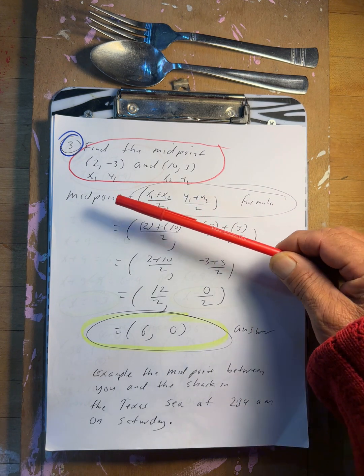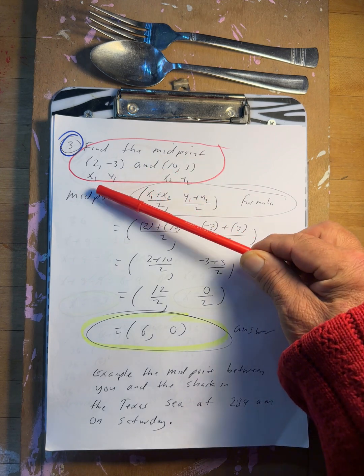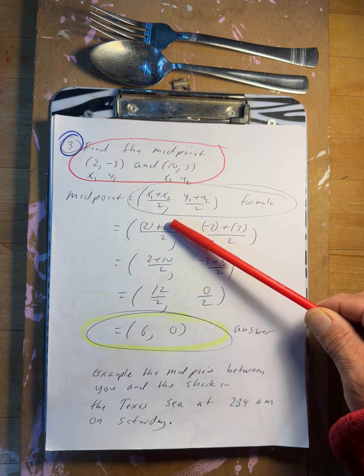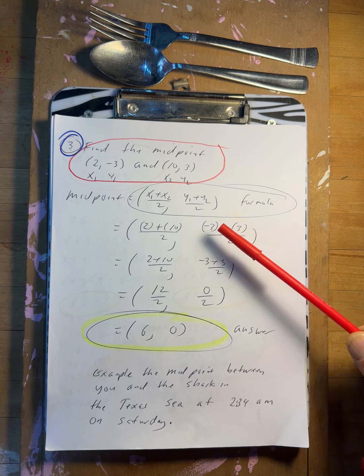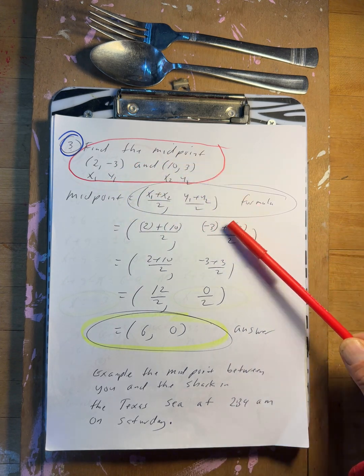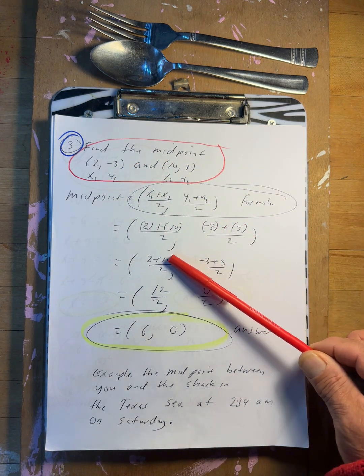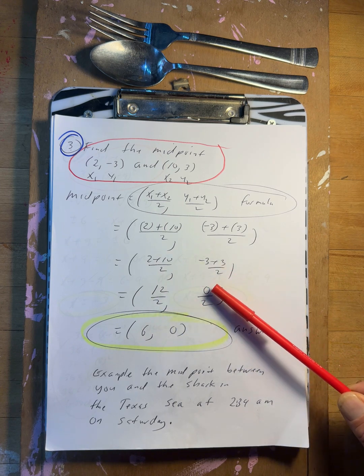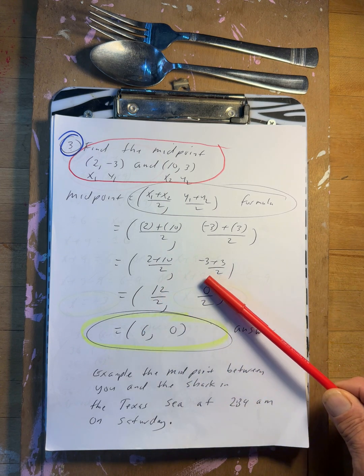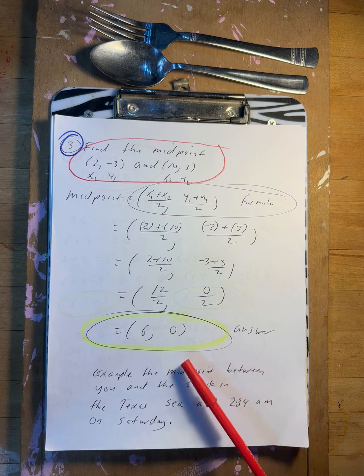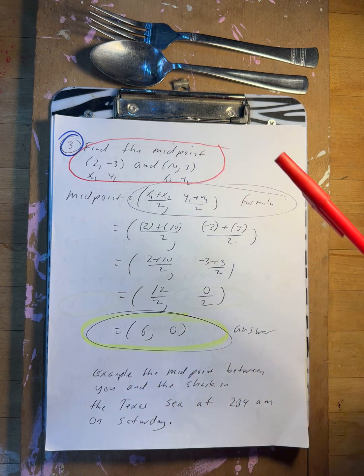So now, x1, x2 is 2 and 10, and y1, y2 is negative 3 and 3. So that's going to be 12 over 2, and 0 over 2. And that's going to be 6, and it's going to be 0. 6, 0 is the midpoint between those 2 points right there.